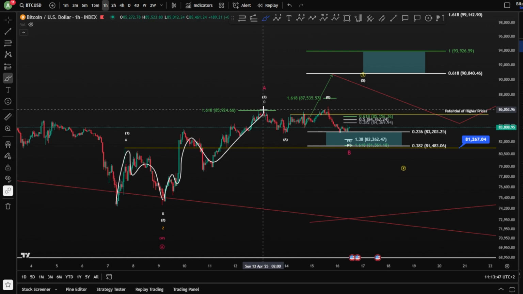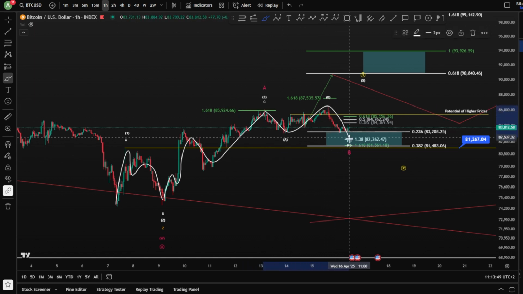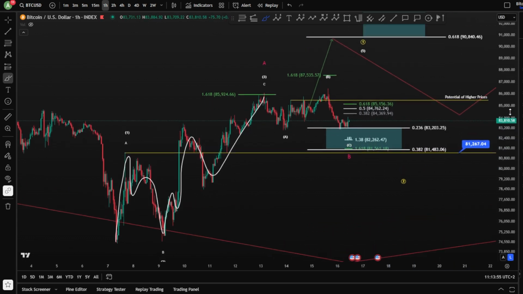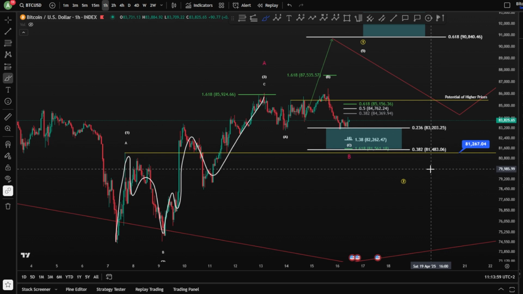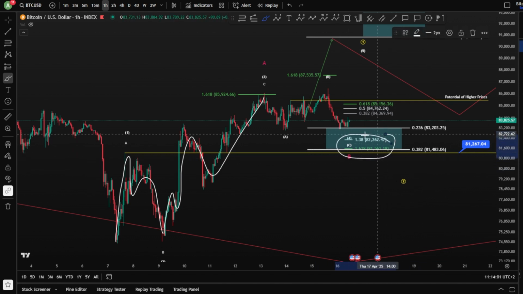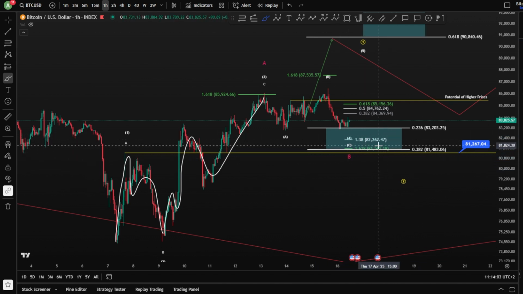Of course, this wave B might have to unfold as an expanding flat, as an A, B, and a C towards the downside, hitting the 1.618, also between the blue box 0.38 fib level. That would be perfect in confluence with this target.